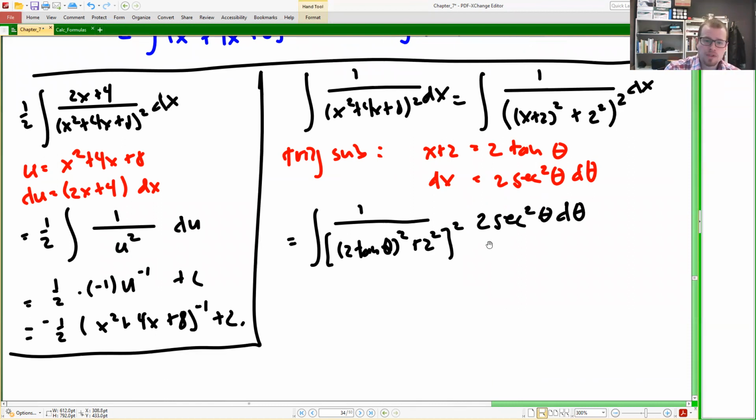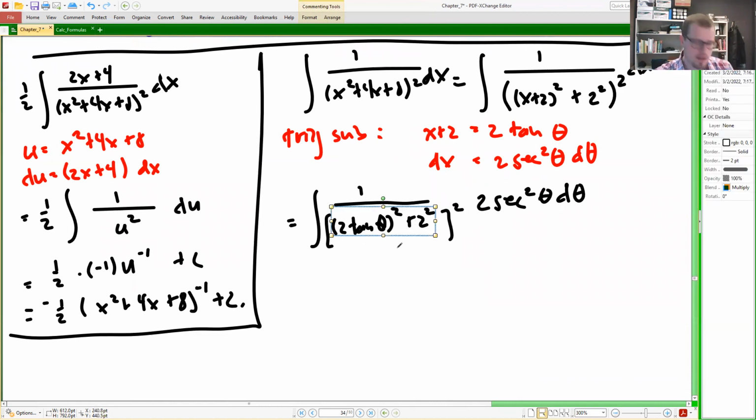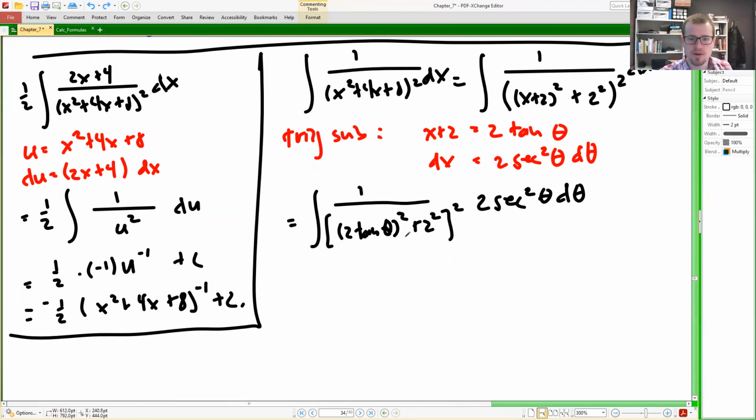Now, why do we use a trig substitution? Because this expression here simplifies, right? This simplifies quite nicely. (2 times tangent theta) squared plus 2 squared is going to be 2 squared secant squared theta. This thing becomes that. So let me write out the integral here. 1 over.